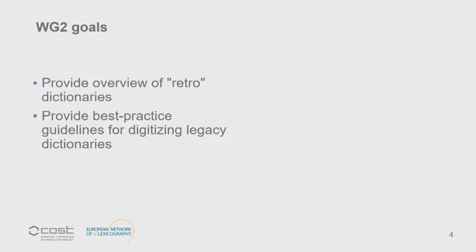So Working Group 2 had two main goals. One was to provide an overview of retro dictionaries, which we just heard from Katrin about, and then to provide best practice guidelines for digitizing legacy dictionaries. And some of it went into our training materials as well. But the big question that we dealt with was the role of TEI in this process.